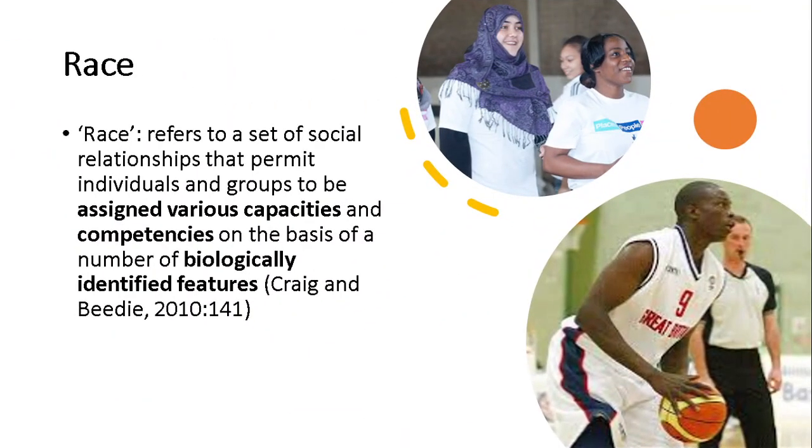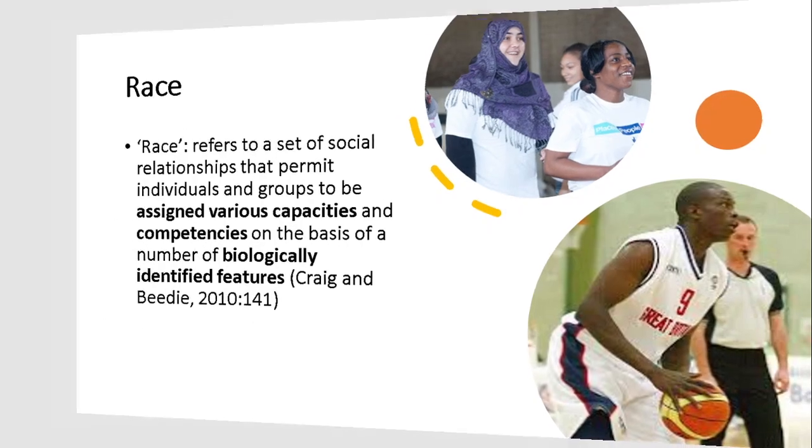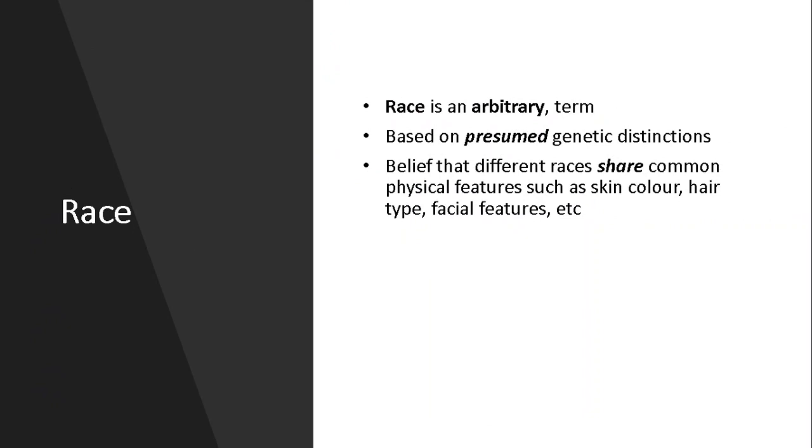To help us understand this more, Craig and Beattie discuss race as referring to a set of social relationships that permit individuals and groups to be assigned various capacities and competencies, but that these were on the basis of a number of biologically identified features. So to summarise race, it is an arbitrary term based on presumed genetic distinctions. Race is often perceived as something that's inherent in our biology, and therefore inherited across generations, including physical, behavioural, and cultural attributes.